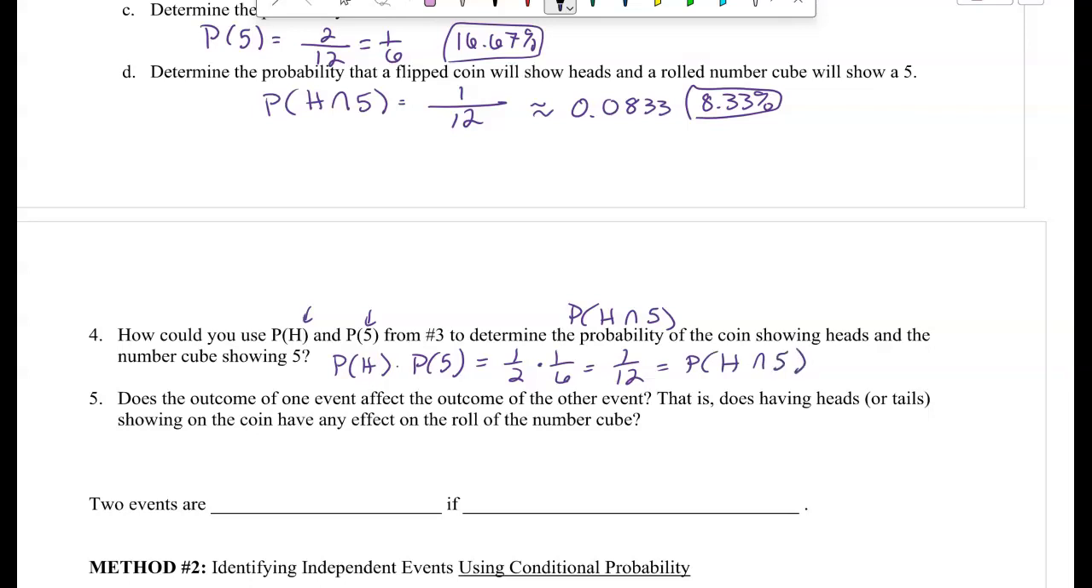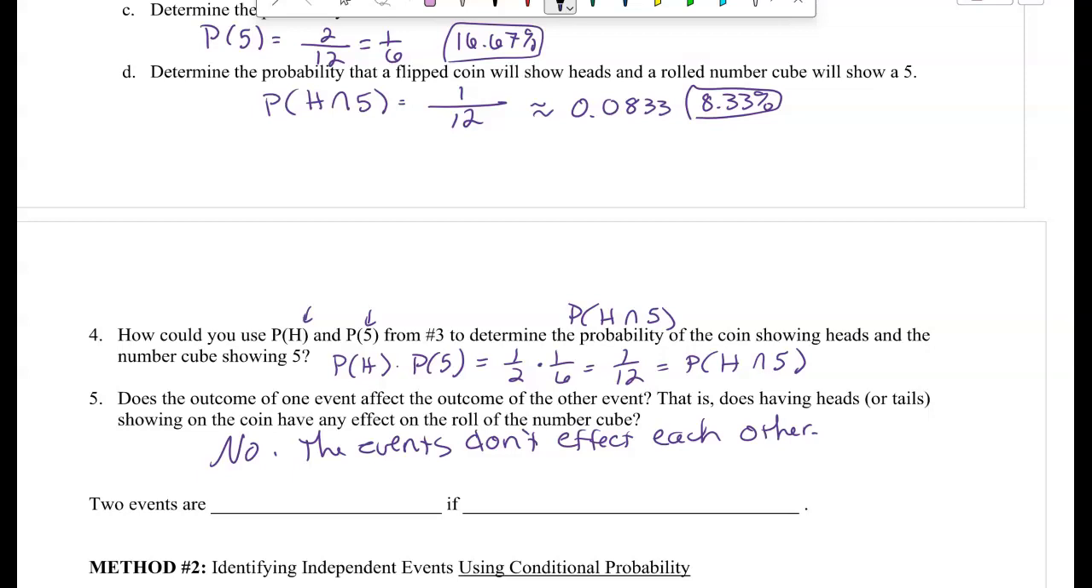Now here's my question. Does me flipping a coin affect me rolling a 5? No. So they're what to each other? Independent. The events don't affect each other. But notice, if they don't affect each other, is there a nice little formula that I can use?